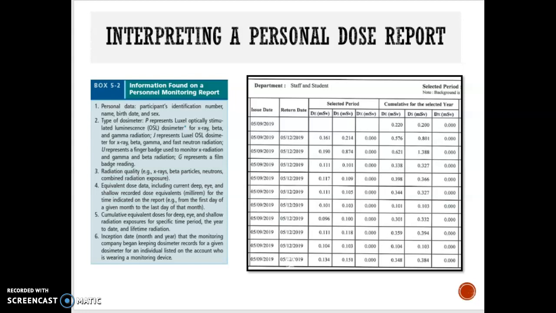DE is the external whole body equivalent dose at a tissue depth of about 10 millimeters. DS is the external skin equivalent dose at a tissue depth of 0.07 millimeters, and DX is the external equivalent dose to the extremities, such as the hands and the feet.